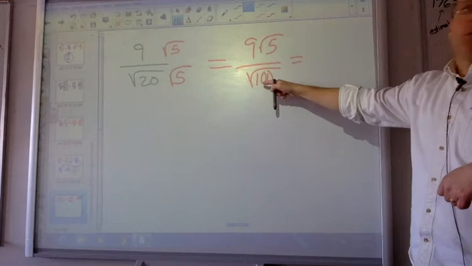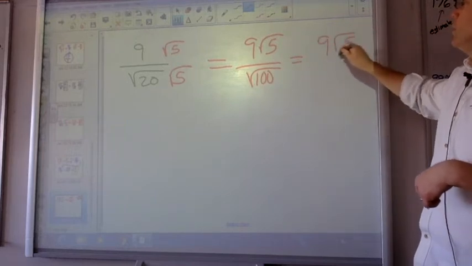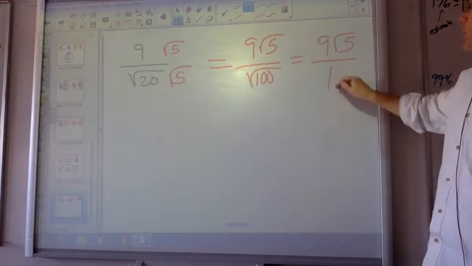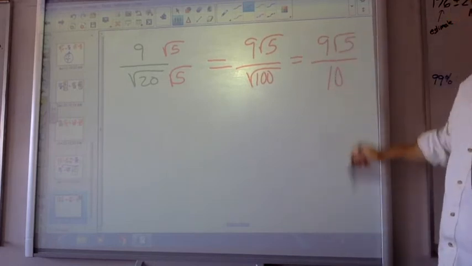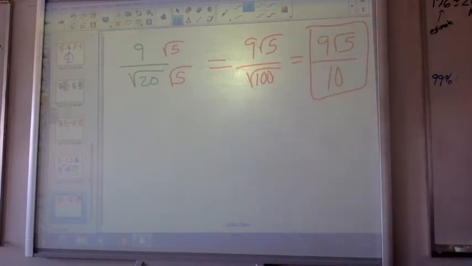Root 5 is not going to break down. What does root 100 break down to? What's the square root of 100? 10. Can I reduce 9 and 10 at all? No. Outside to outside will not reduce in this case. So 9 root 5 over 10 is the same thing as 9 over root 20.